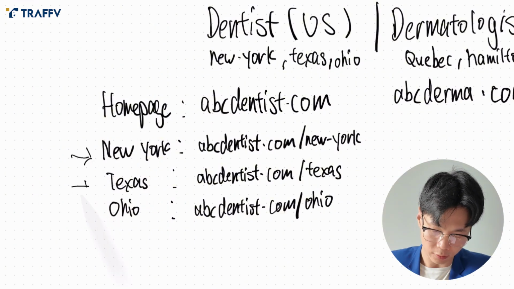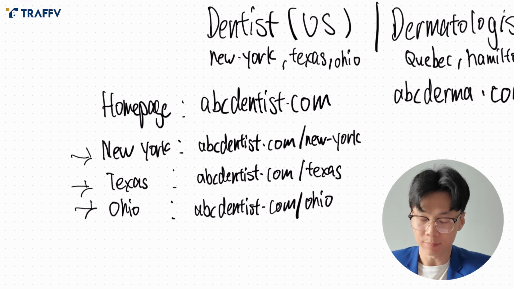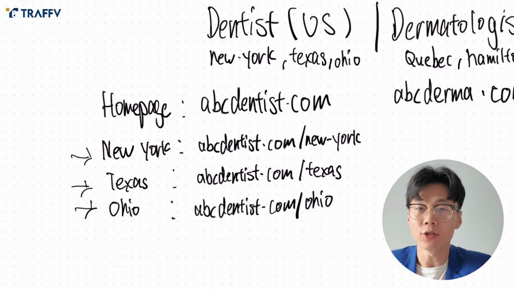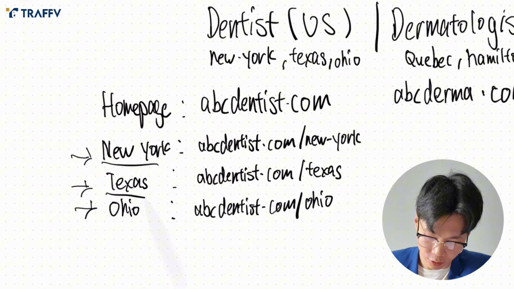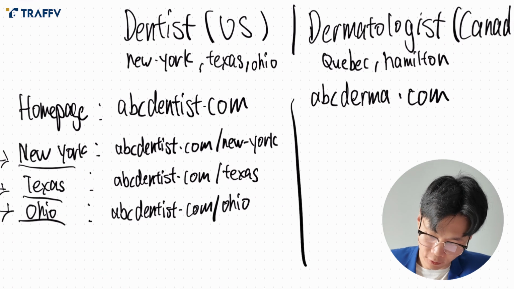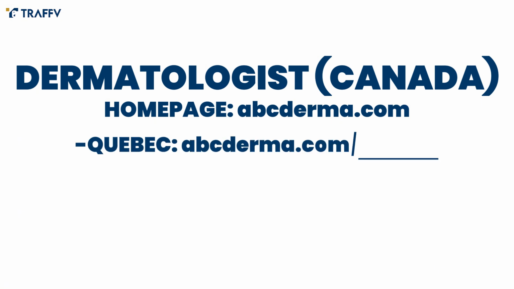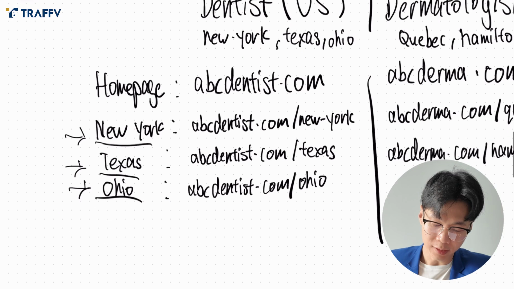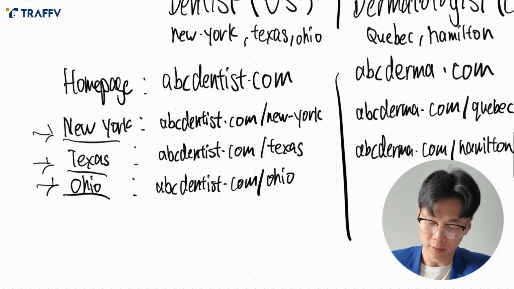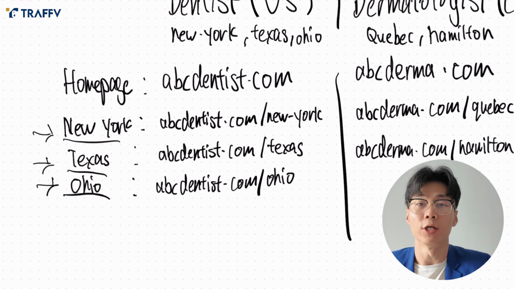List down all of the cities or areas that you are in, and make sure that you have a separate page dedicated to each of these locations. You will do that similarly for the dermatologist: abcderma.com slash Quebec and then ABC, but you get the idea. So this is how you want to set up your different pages for all your clinic locations. If you don't already have this set up, make sure that every single location has a separate page. It's actually very simple. The first step is just to make sure that your site is set up properly.